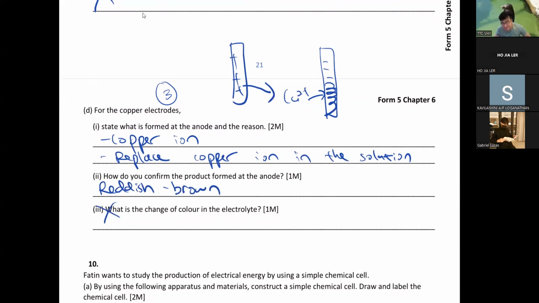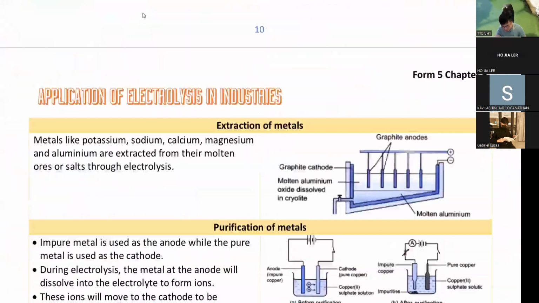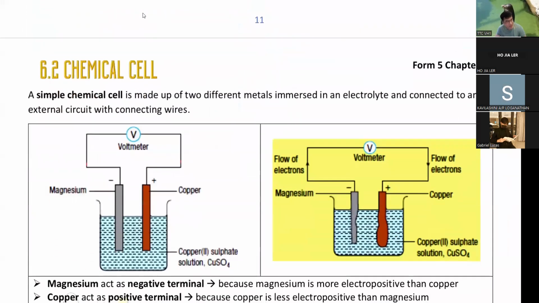Guys, do you have any question? If there's no question, I shall go to the last part of this chapter, which is 6.2, chemical cell. Guys, shall we begin?